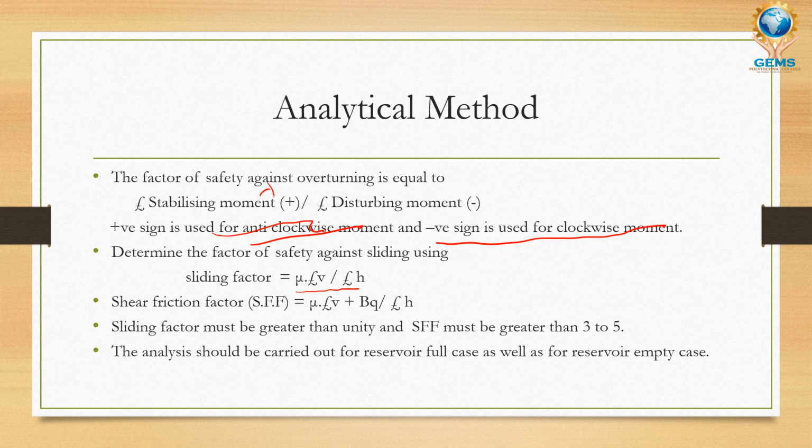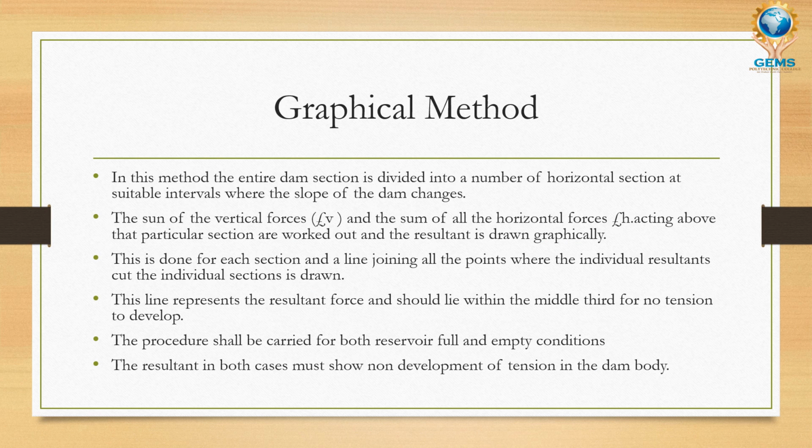Then the shear friction factor, SFF, is equal to mu into summation V plus dq divided by summation H. The sliding factor must be greater than unity, and SFF must be greater than 3 to 5. You know what unity is. The analysis should be carried out for the reservoir full case as well as for the reservoir empty case. I have explained the reservoir full and empty cases in the previous slide, kindly go through it.